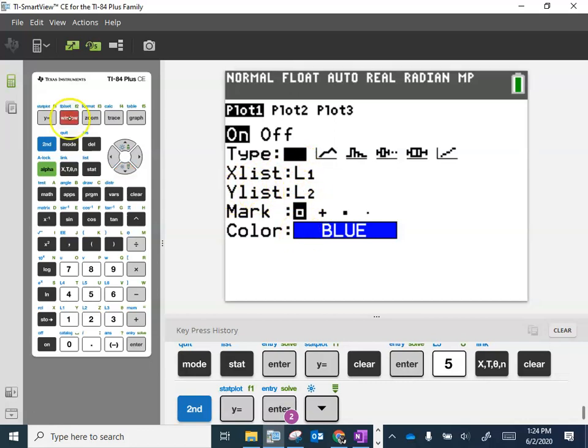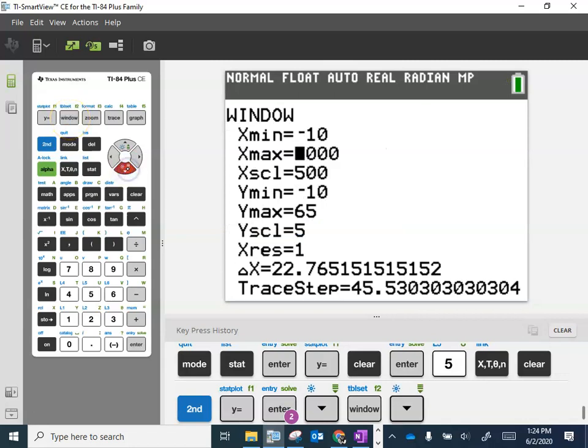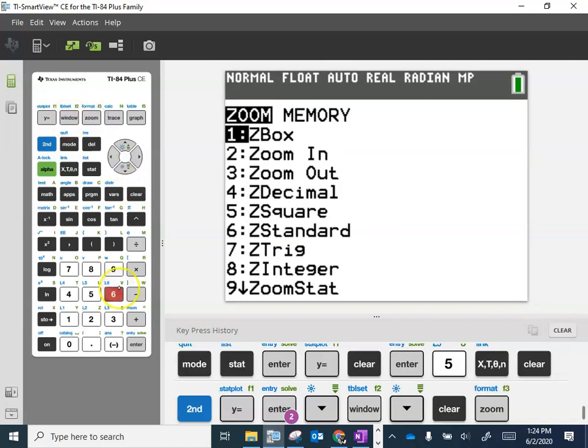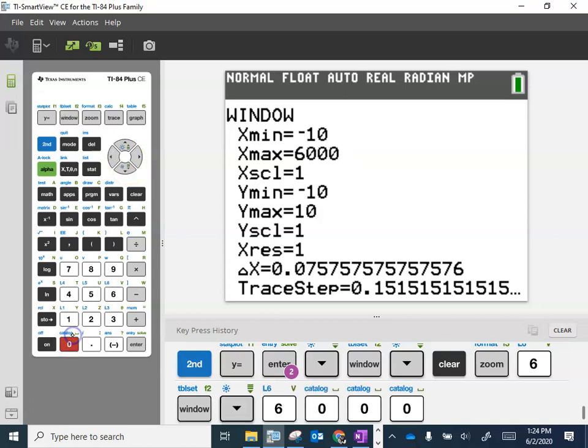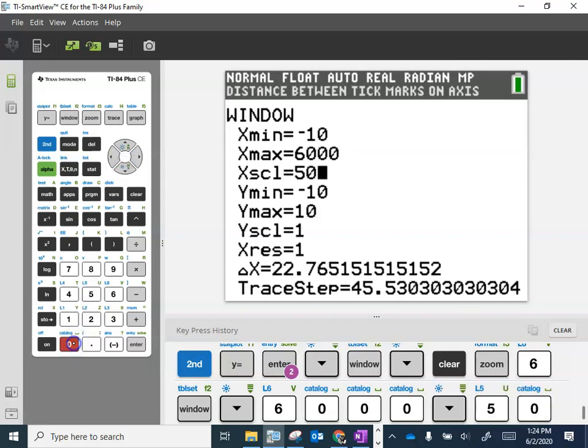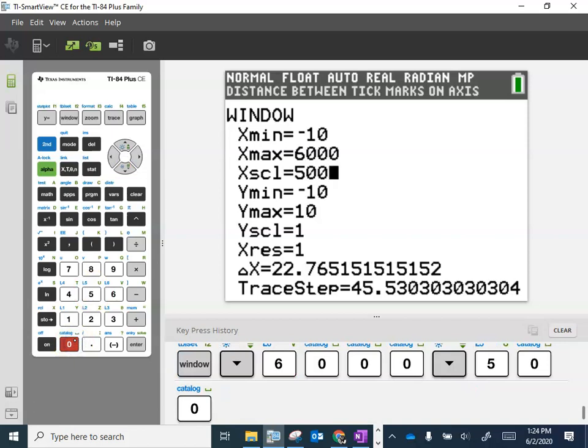And then go ahead, we're going to go to our window, and I've already kind of played around with this, but normally your window is -10 to 10. So what we're going to do is change our window around to show our scatter plot. X, if you recall, is altitude. So for my altitude, I'm going to make my maximum 6,000 instead of 5,000, because I want to see all of my data. And then we did an X scale of 500. So make sure you put your X scale as 500.